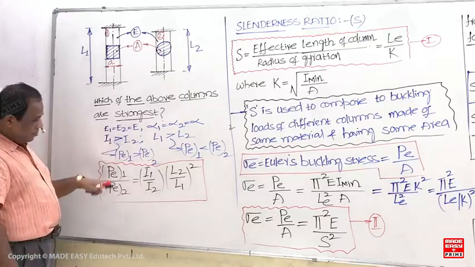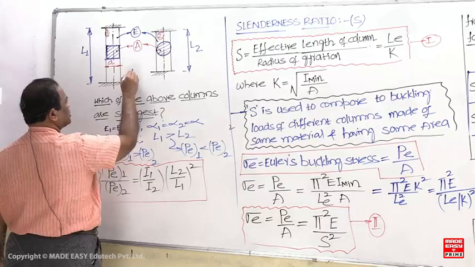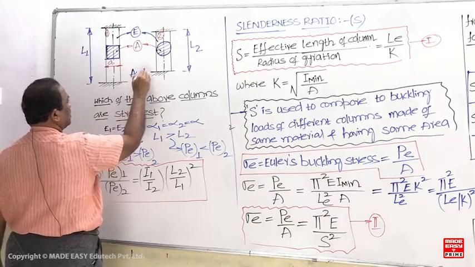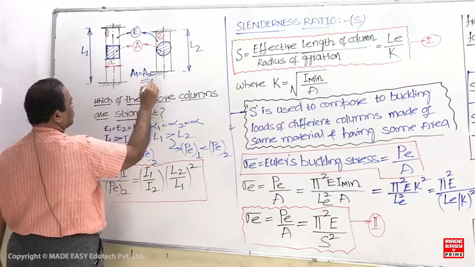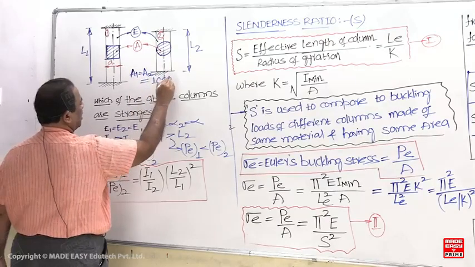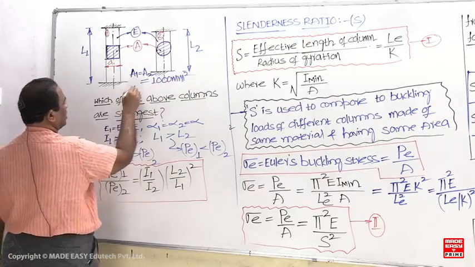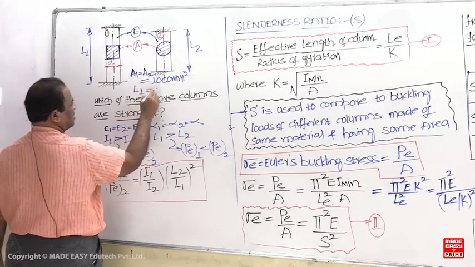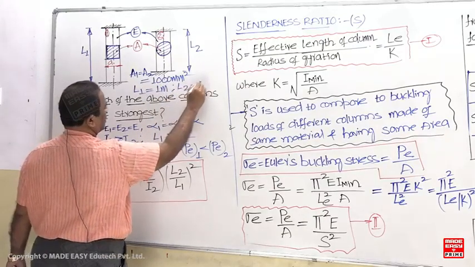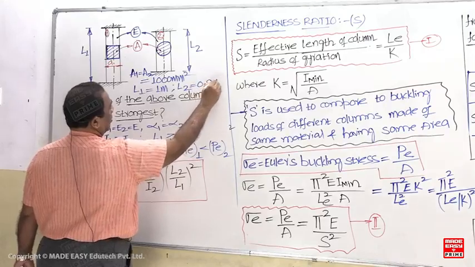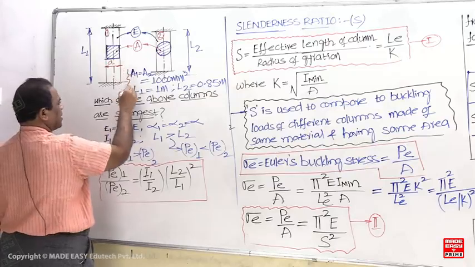So now you can work it out. Some input data is going to be given. You can calculate, I'm giving some numerical data. You can check it and complete this calculation. A1 equal to A2 is equal to 1000 mm square. L1 is equal to 1 meter. L2 equal to 0.85 meters. So you can complete this now.